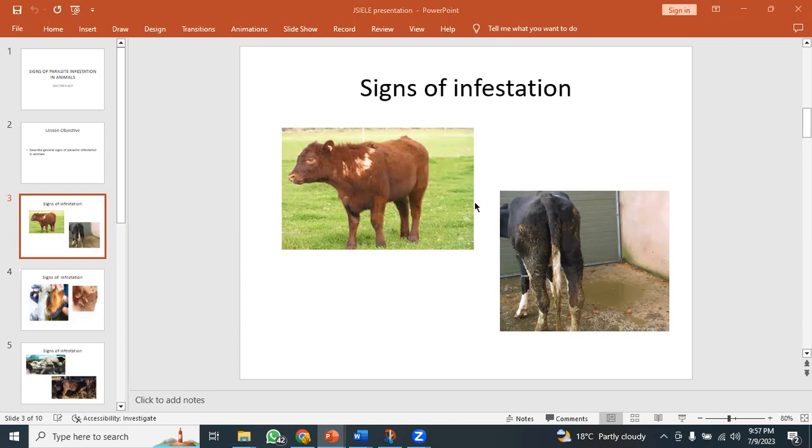If you look at the other picture on this slide, you can see a brown animal with a skin which doesn't look very good. So you can see some hair loss on the skin surface. And we also realize that the hair coat in the animal is rough. An animal with a healthy hair coat should have a smooth one, not a rough one. Moving on to the next one.